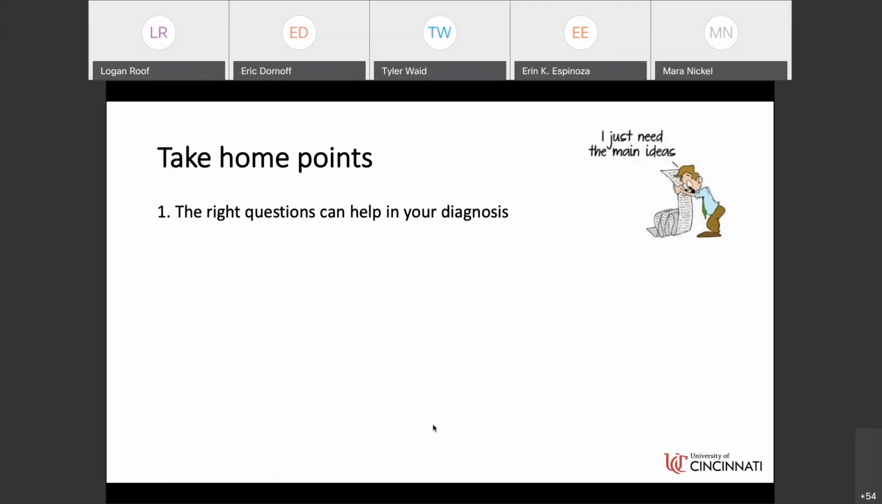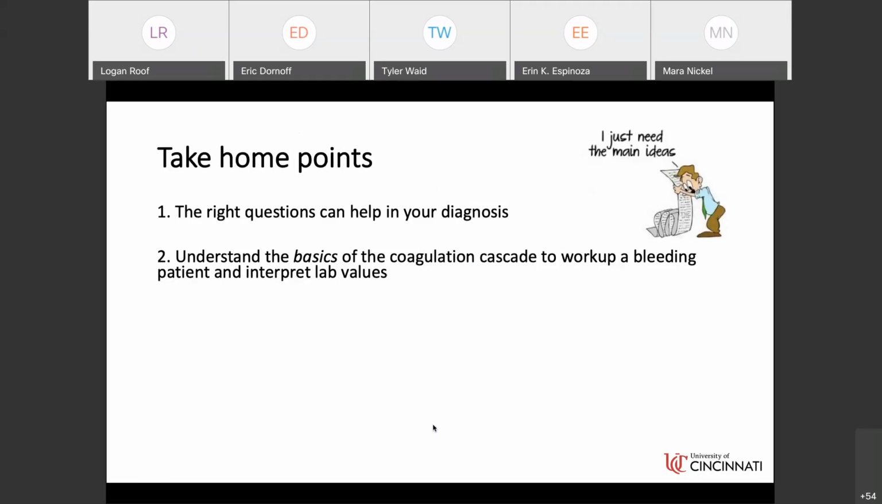So just some take-home points. Remember that the right questions can help in your diagnosis. Understand, hopefully, the very basics of the coagulation cascade, because it can help you work up the bleeding patient and interpret lab values. The mixing study is one of the big things I wanted you to take away. So remember that if it corrects, it's a factor deficiency, you need to check the factor levels. Then you just easily treat with factor replacement.